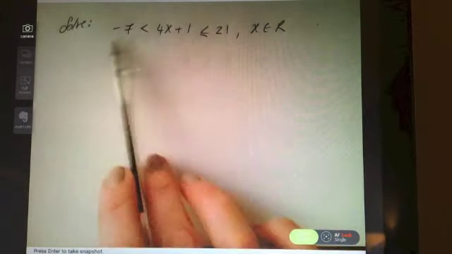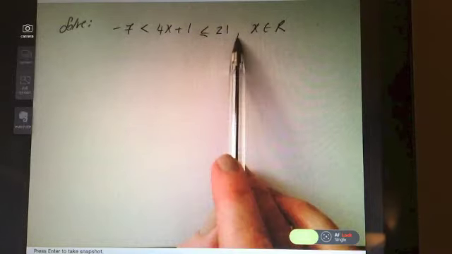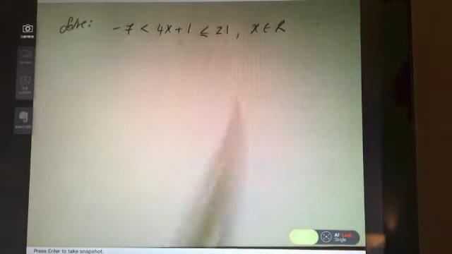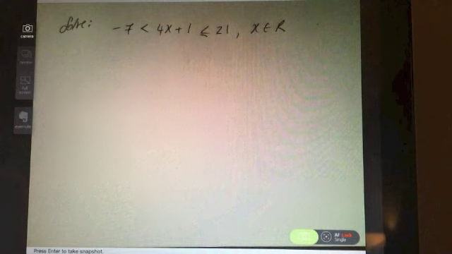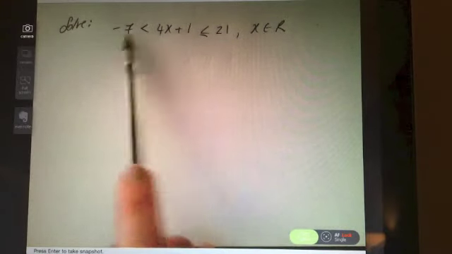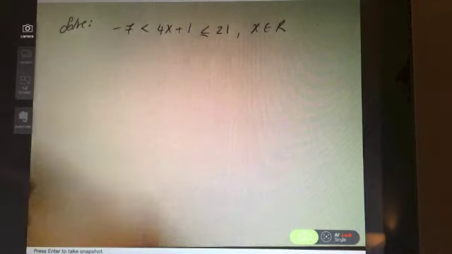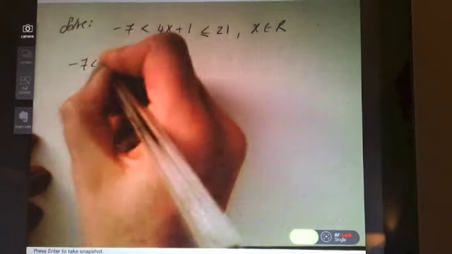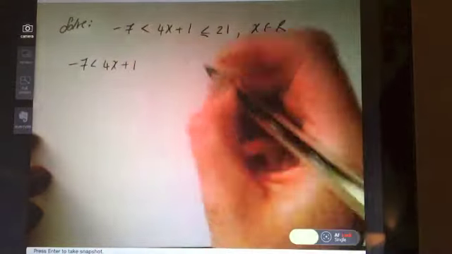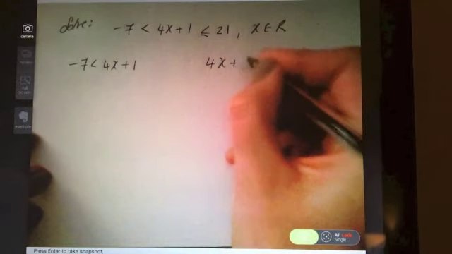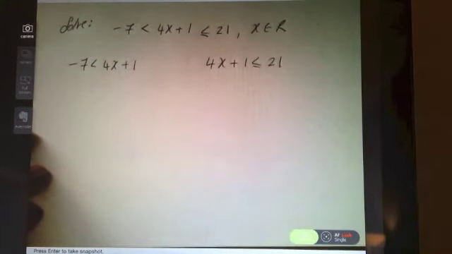When pupils try and solve this, and you can solve it all together in one go, but it usually causes a lot of problems. So the easiest approach, I think, to keep things simple and clear for yourselves is to always, if you have two inequality signs, just separate out into two inequalities. So the first inequality would be this one, and the next inequality would be this one.